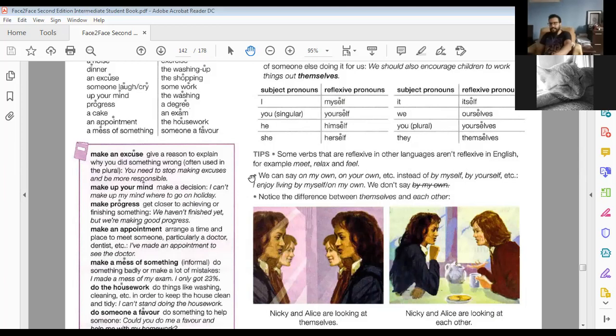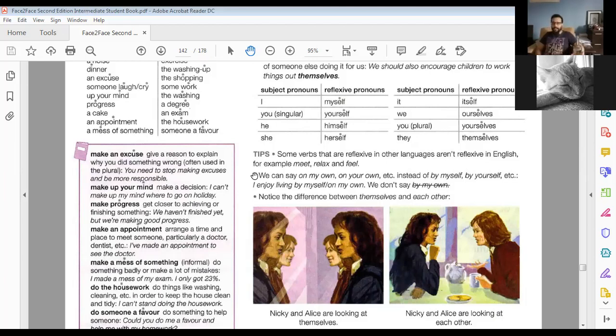No. The second tip, sorry. We can say on my own, on your own, instead of by myself and by yourself.